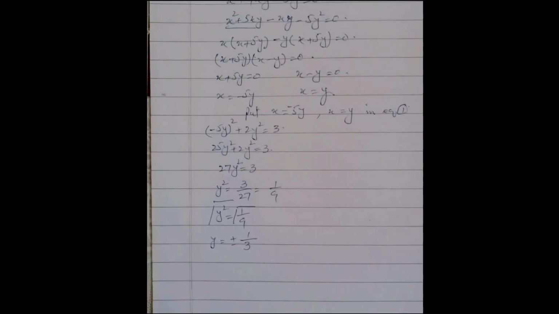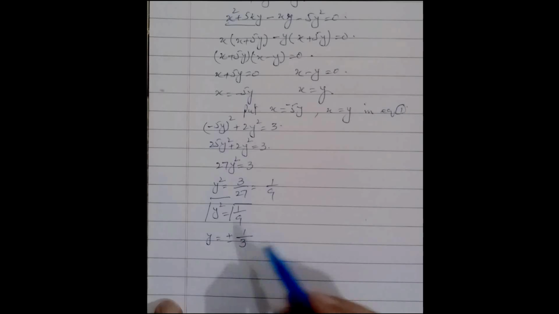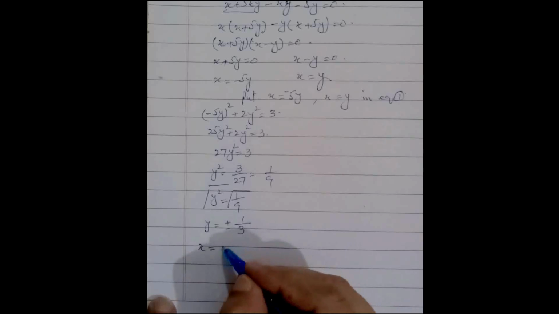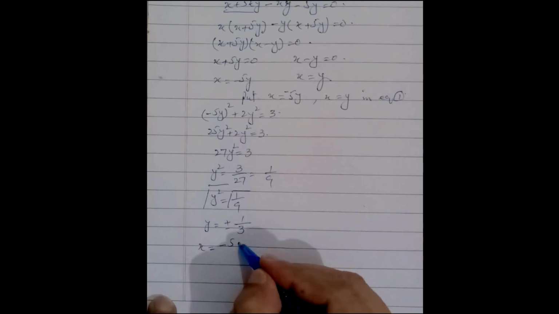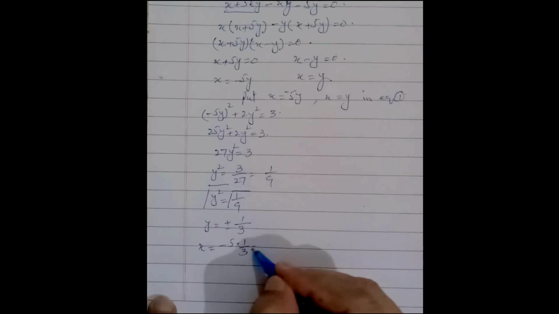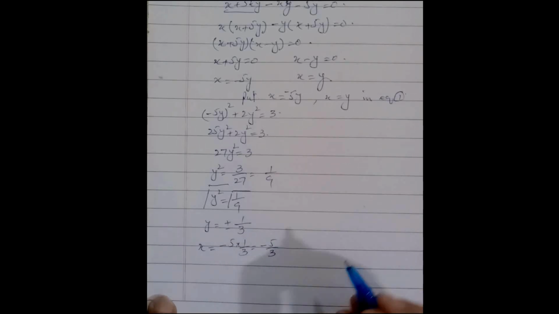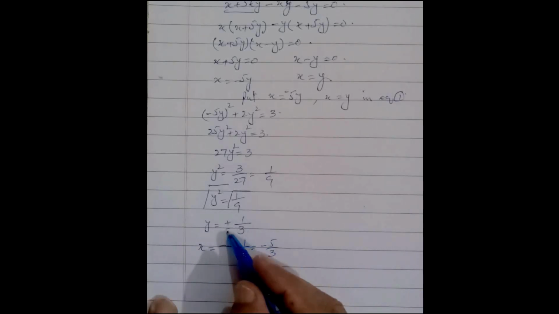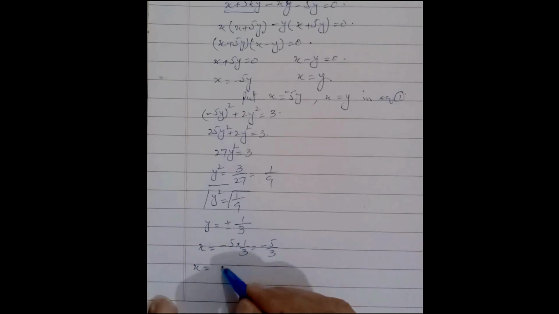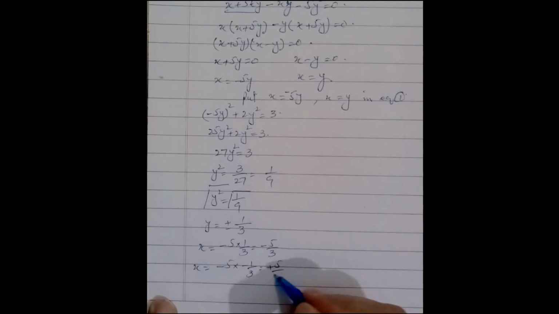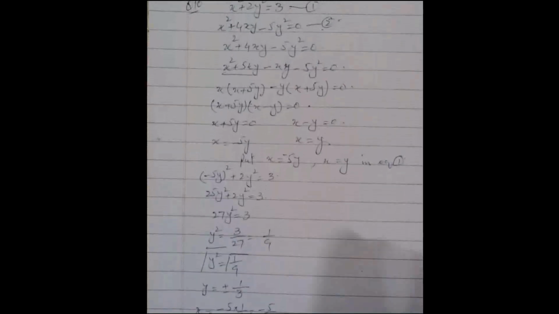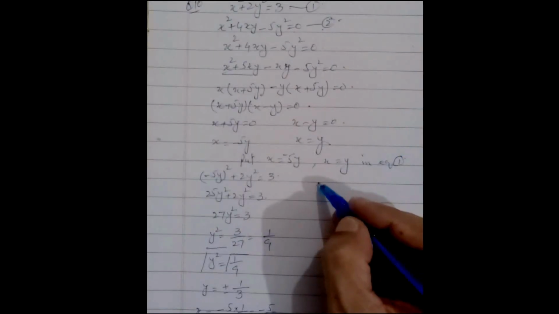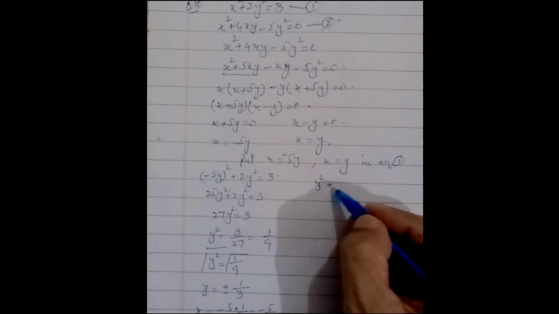And in this way we put the values of plus 1 over 3 and minus 1 over 3 in the equation. We get x is equal to minus 5 multiplied by 1 over 3. We find minus 5 over 3, and for the other value of y, which is equal to minus 1 over 3, we get x is equal to minus 5 multiplied by minus 1 over 3. We get plus 5 over 3.